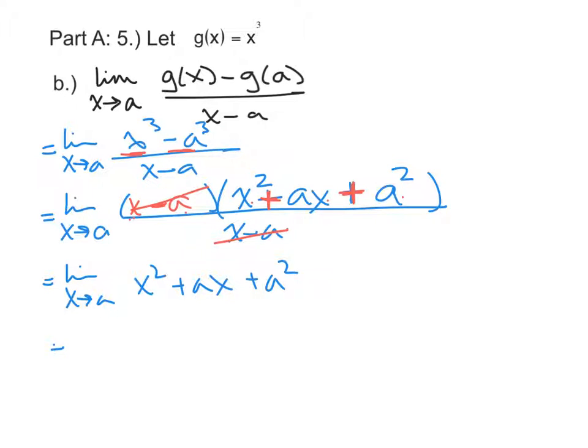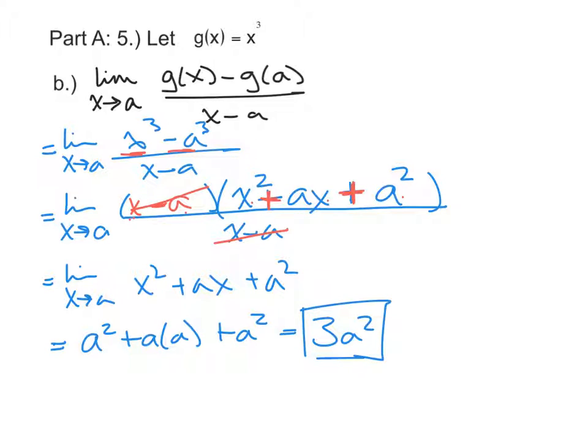And if we let x approach a, all the x's are going to turn into a's. That'd be a squared plus a times a plus a squared. Well, all three of those terms are a squared, so that'd be 3 a squared. And there we go.